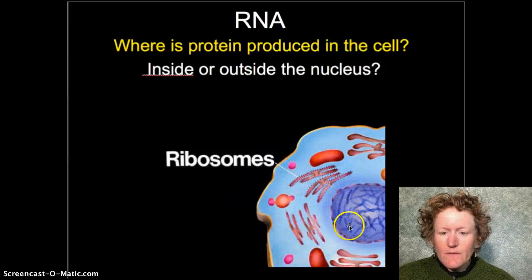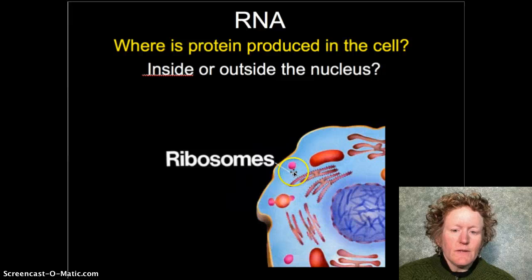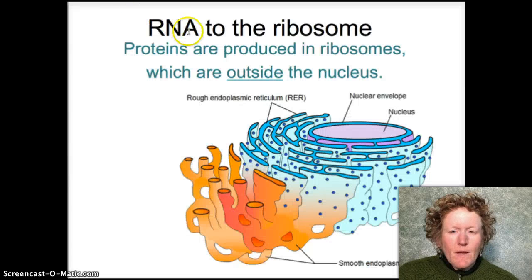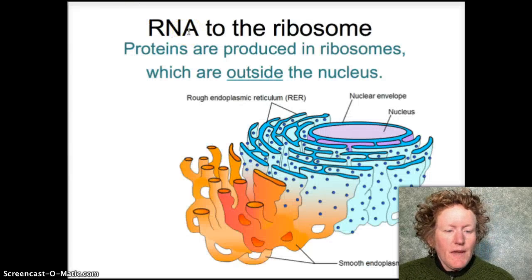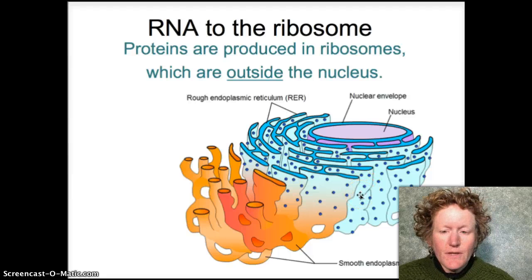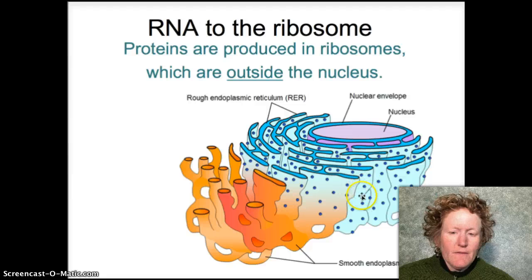Here's the nucleus of the cell, and outside the nucleus are the ribosomes where protein production goes on. RNA is made from DNA, so it can be transported outside the nucleus to the ribosomes. These are the ribosomes, these little blue dots here. They're on the rough endoplasmic reticulum, and they can also float free in the cytoplasm, but many of them are right here outside the nucleus.